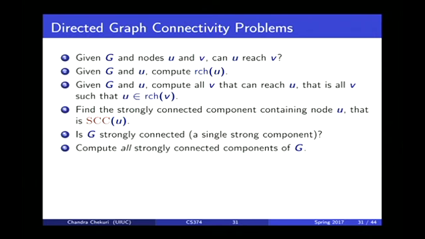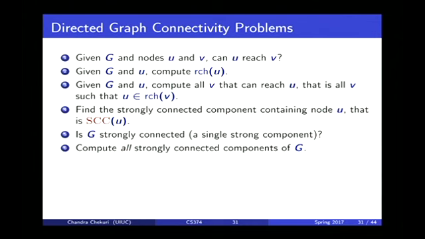And then I can ask, okay, what about the other way? I have a directed graph, a vertex u, and I want to know all the vertices that can reach u. This is different from u reaching them, right? I want to know all the vertices that can reach u. That makes sense? Okay. Now you can ask, find the strongly connected component containing the node u.